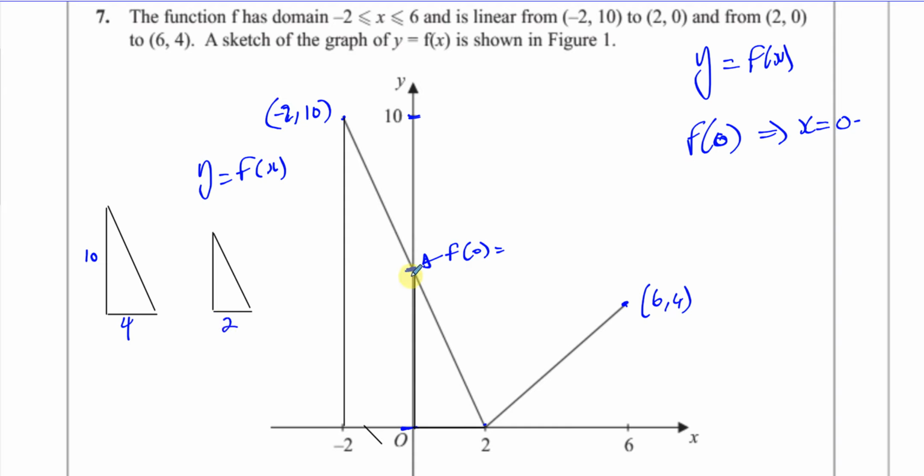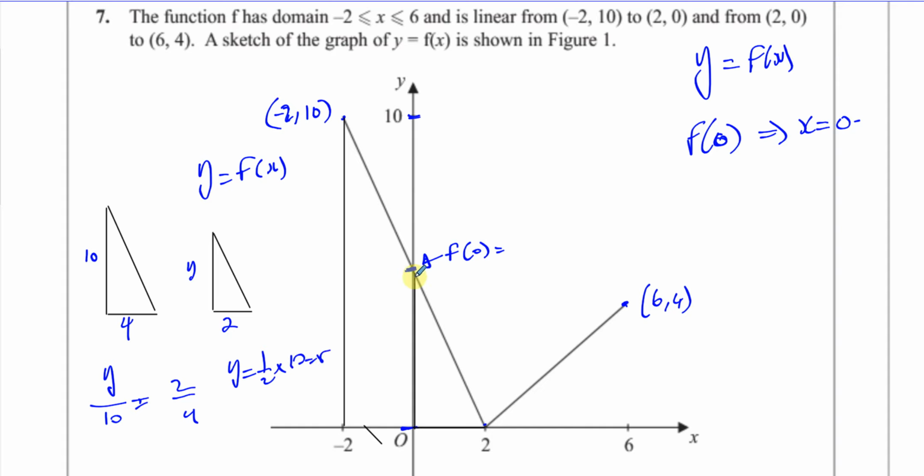And this is from 0 to what we have to find. Let's call that y. So we can see by similarity, this is going to be a half of that, because this is a half of that. So we can see y is equal to 5. If you want to set it up, you can say y over 10 is equal to 2 over 4. So y is equal to 2 over 4, which is a half of 10, which is 5.